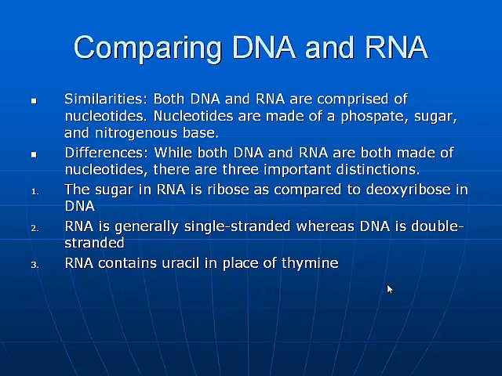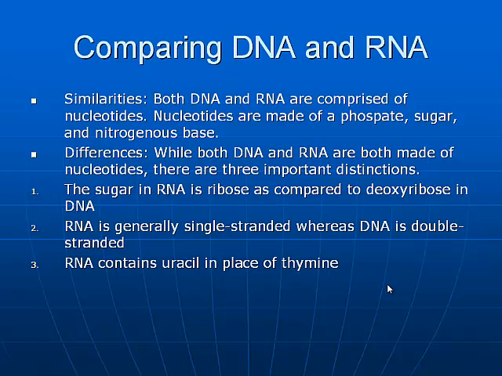First, we have to start with a comparison of DNA and RNA. Now, there are similarities between DNA and RNA. They're both comprised of nucleotides. Now, a nucleotide is a phosphate, a sugar, and a nitrogenous base. The phosphate and the sugar make up the backbone of the nucleotide chain. And the nitrogenous base is the adenine, thymine, guanine, and cytosine in the DNA. So these are the parts that will actually base pair with their complementary strand.